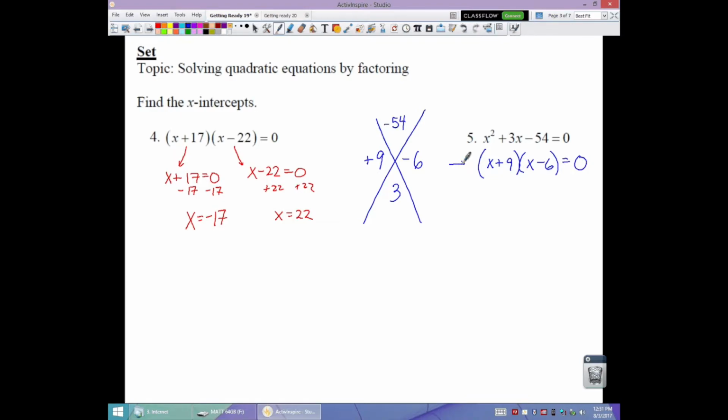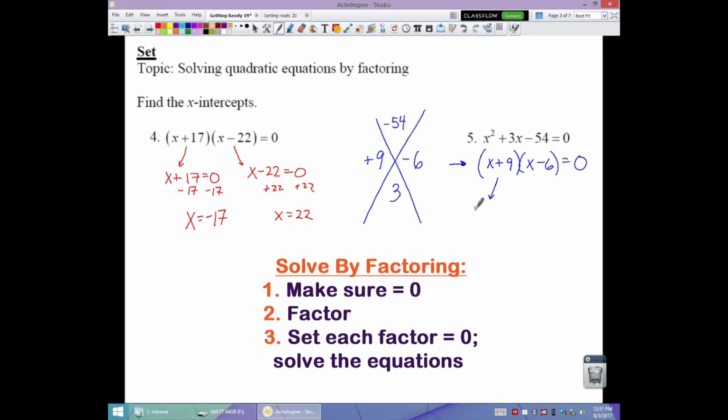I do need to see this step. If we are solving by factoring, I have to see you factor it. Don't try to go from the magic x to your solutions or to your x-intercepts. What makes x plus 9 equal 0? That would be negative 9. What makes x minus 6 equal 0? Well, that would be 6.